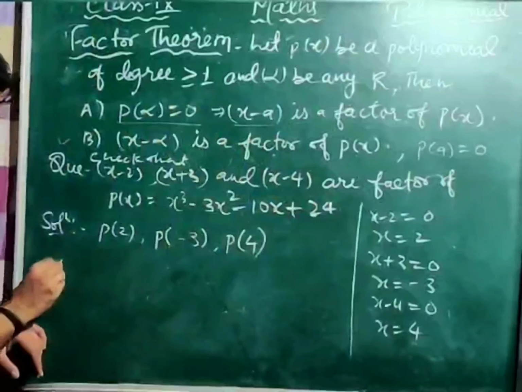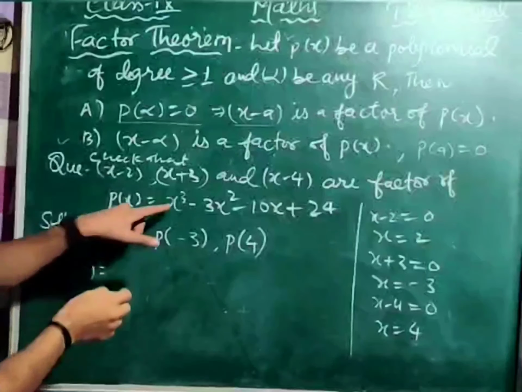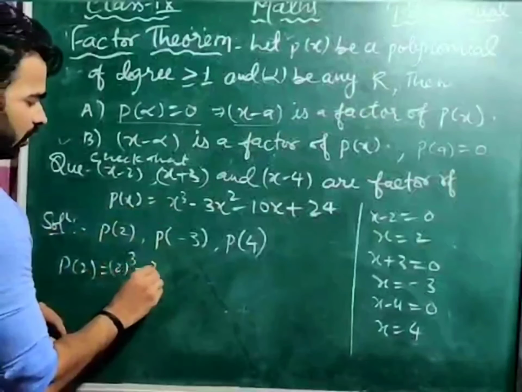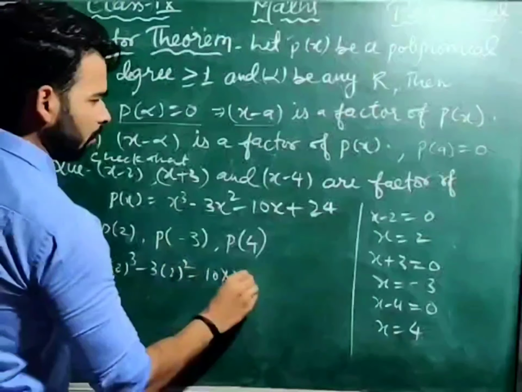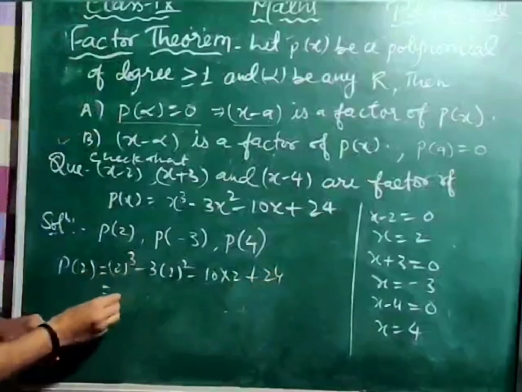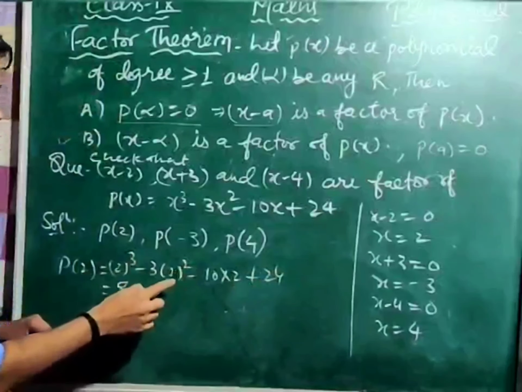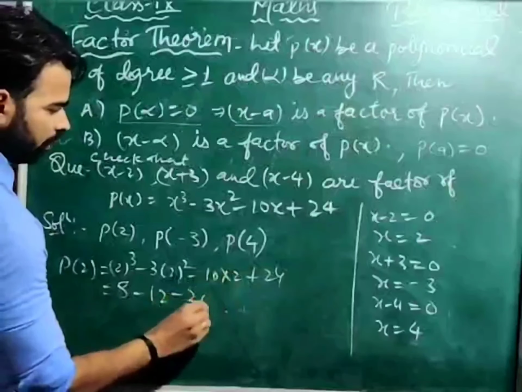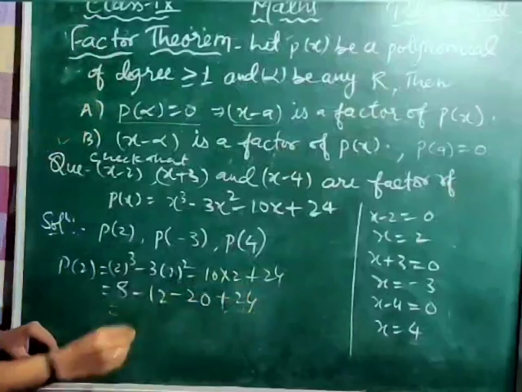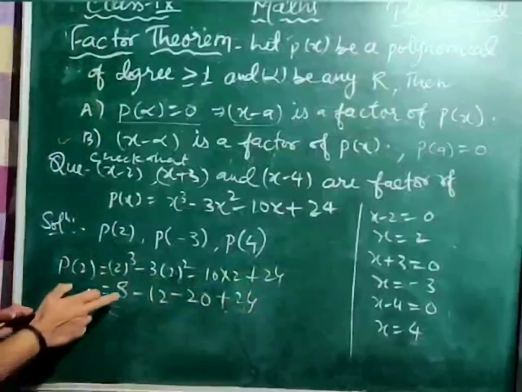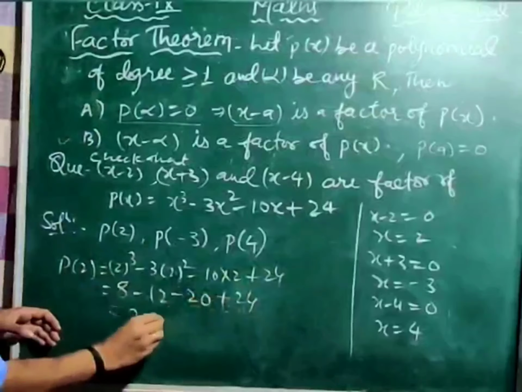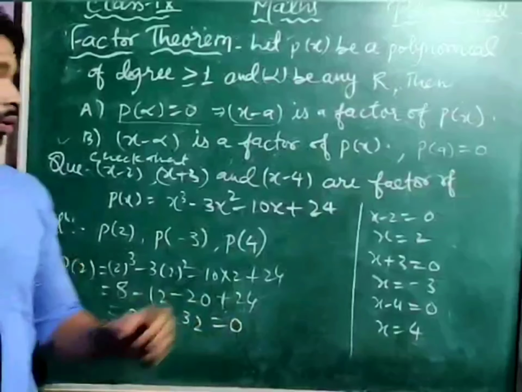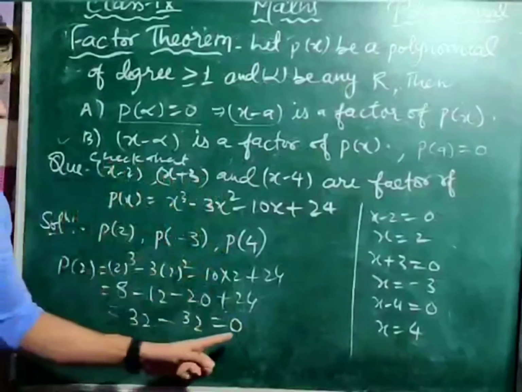So firstly we will take p(2). At the place of x we have to write down 2 cube minus 3 into 2 square minus 10 into 2 plus 24. So 2 cube is 8, minus 2 square is 4, 3 fours are 12, and 10 twos are 20, and plus 24. Now, the same thing we did in the remainder theorem. 8 and 24 is 32, and 12 and 20 is 32. So here we are getting 0. So x - 2 is a factor of the polynomial because we are getting 0.